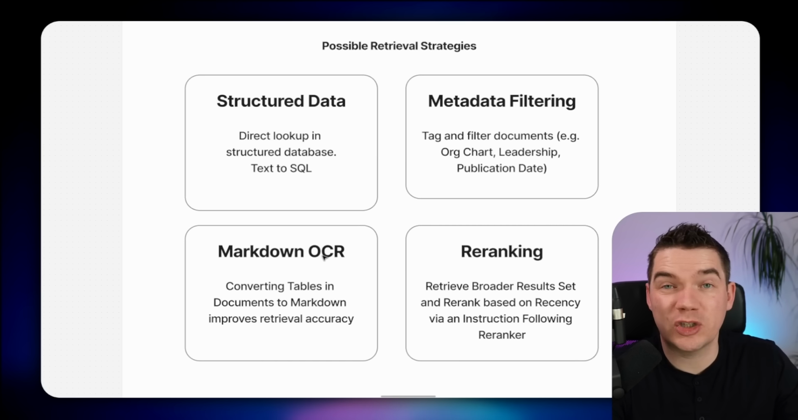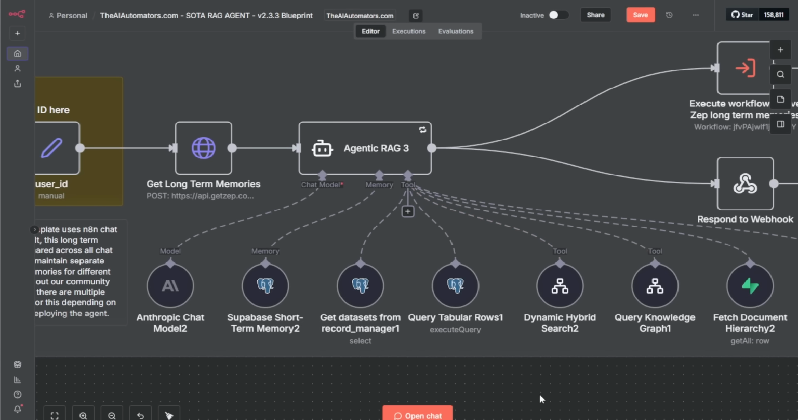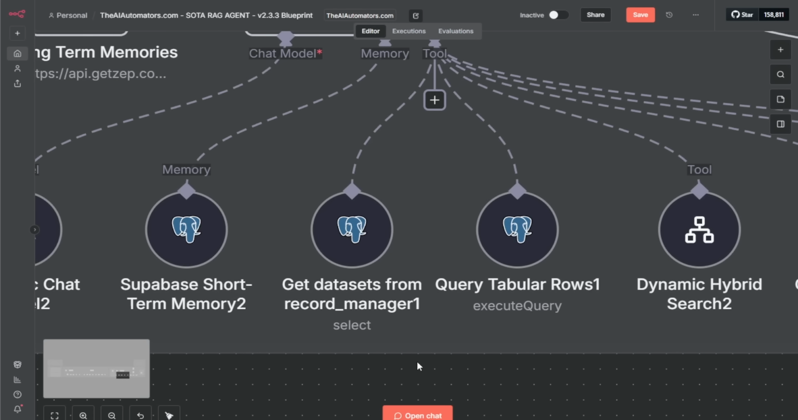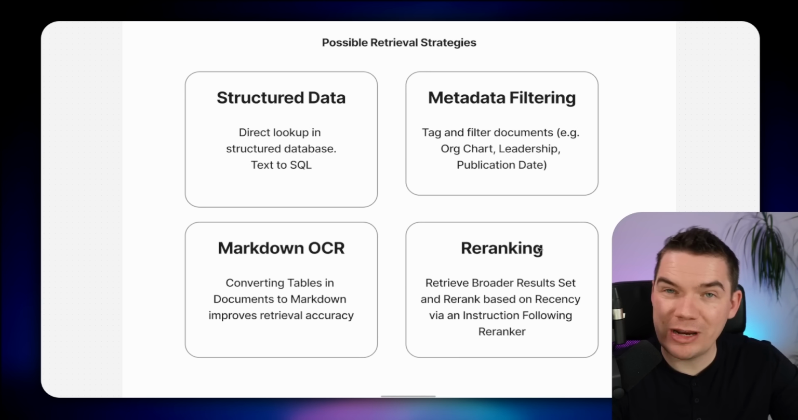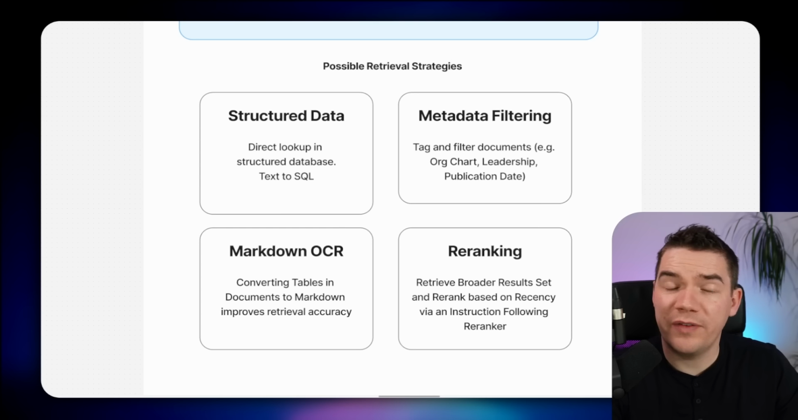So the likes of Mistral or Docling will work well here. But I think structured data makes a lot of sense. A direct lookup of a database table that actually contains these results would be a lot more reliable. Again, the re-ranking approach could work here. Metadata filtering could work. Or even an API call to a financial system that actually contains this information.